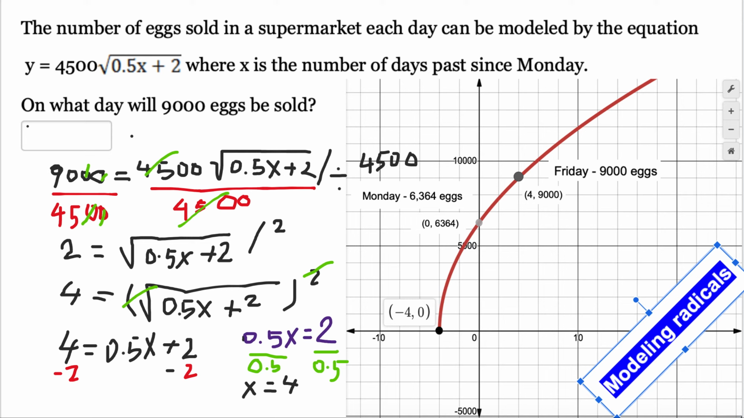So on a Friday, let me write here Friday, the day is the 4th and it's going to be 9,000. So 9,000 eggs on the 4th day is going to be on Friday. Because I have a little bit of difficulty writing with this, I am not very familiar. So on the Friday, 9,000 eggs will be sold.